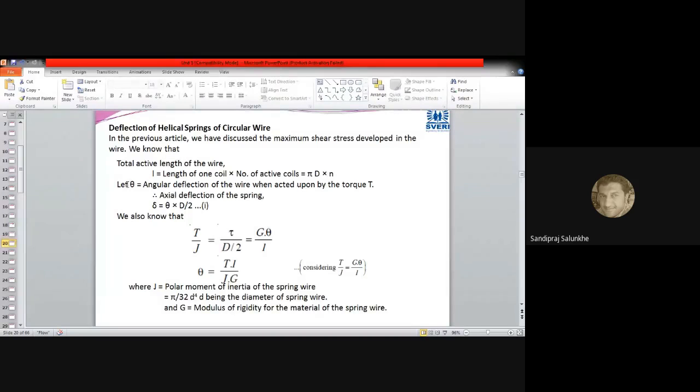So theta we are going to consider as the angle which has been deflected because of the torque T applied while that spring is unwound. From this we can calculate the axial deflection of the spring, how much it will deflect. That axial deflection delta is equal to theta multiplied by capital D divided by 2. Theta is nothing but the deflection which is taking place in that wire.